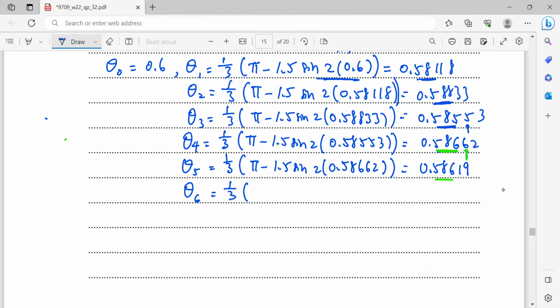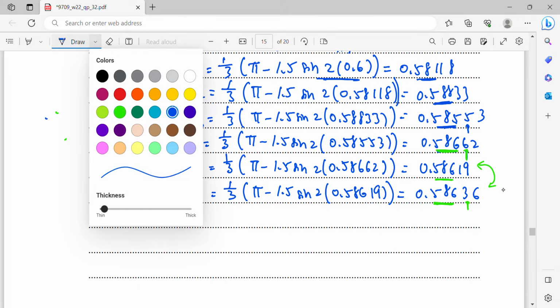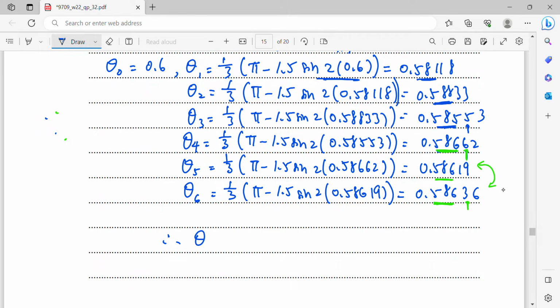It will be 1 over 3 bracket pi minus 1.5 sine 2 bracket 0.58619. So at last, it will be 0.58636. Now, when we check, first 3, 586. The next one is 3, so we just ignore this. That means it's the same as the previous data. Therefore, we can stop our iteration and write down the final answer. So your data is basically approximate to 0.586.